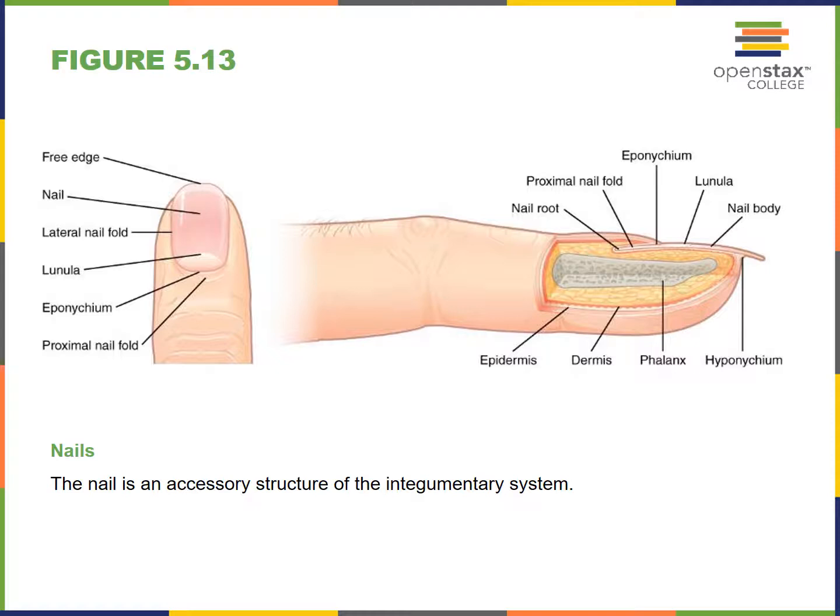The nail body forms at the nail root, and the nail root has a matrix of proliferating cells from the stratum basale of the epidermis. Remember, the nail is a derivative of the epidermis, so the matrix enables the nails to continuously grow. The lateral nail fold overlaps the nails on the side. This helps to anchor the nail body.